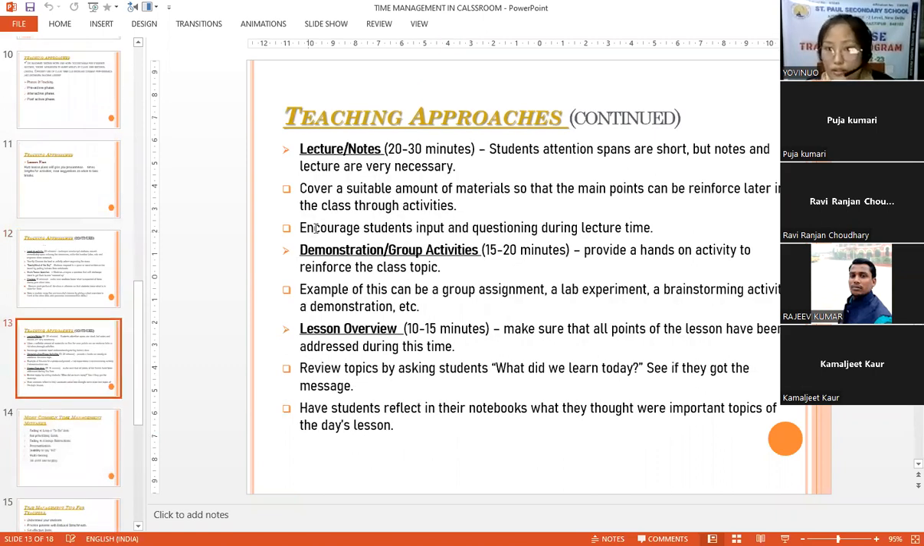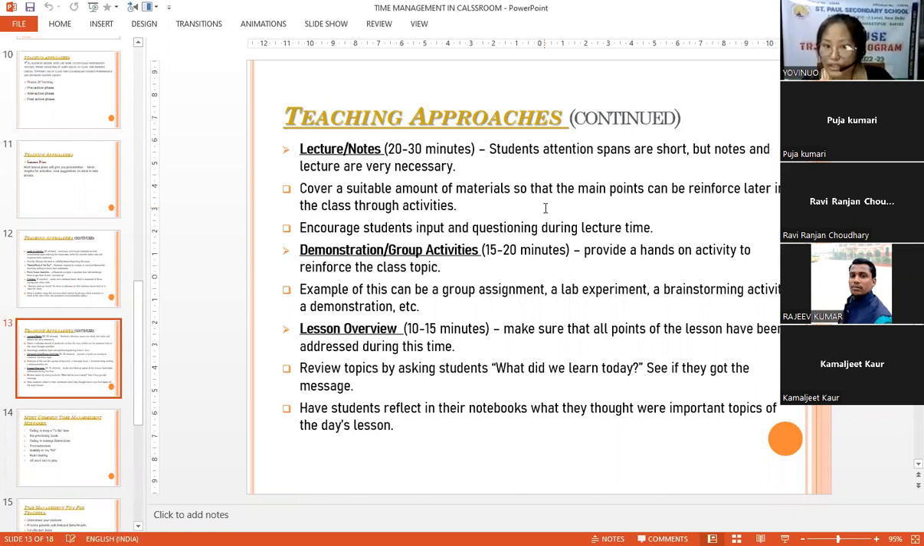Lecture or notes. Students' attention spans are short, but notes and lectures are very necessary. Cover a suitable amount of material so that the main points can be reinforced later in the class through activities. Encourage students' input and questioning during lecture time, demonstration or group activities.